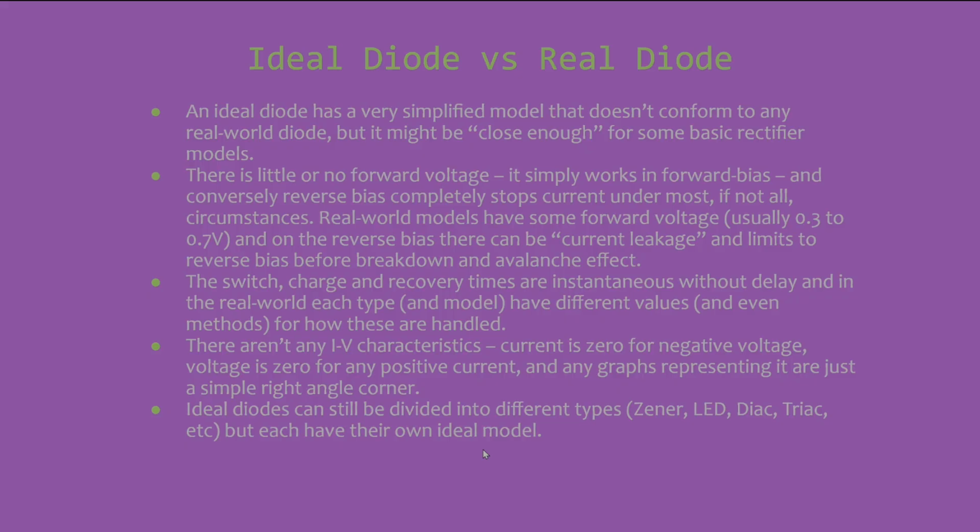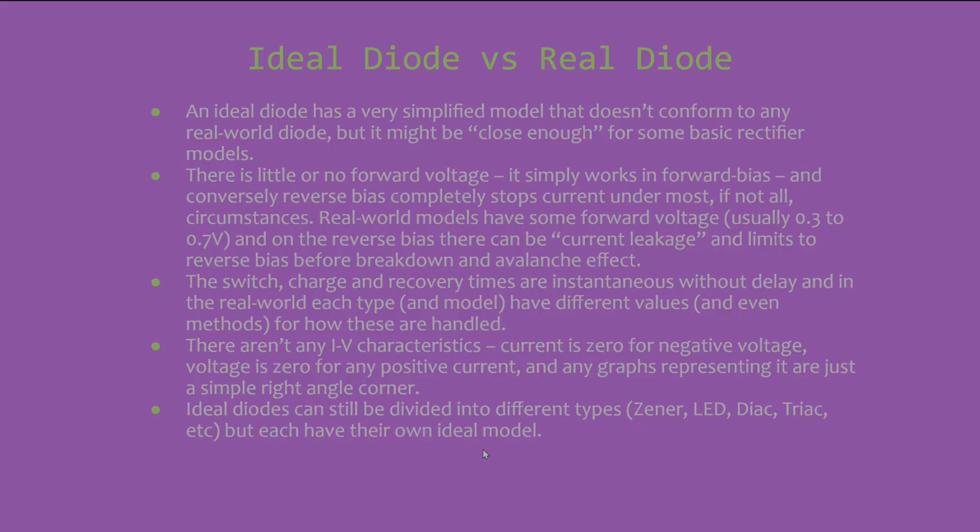Real world models have forward voltage, and on the reverse bias, there's always some kind of current leak, and it limits it before it hits breakdown and avalanche. Again, these could be things you actually set in the circuit simulator too. Switching, charging, and recovery times are generally instant in an ideal model, but with real world models, these all have parameters. Nothing's instant. And in fact, certain types of diodes may be preferred over others because they have better times for one of these three parameters.